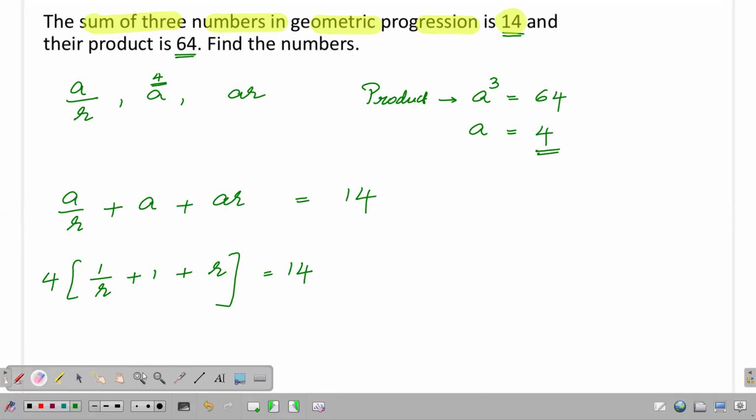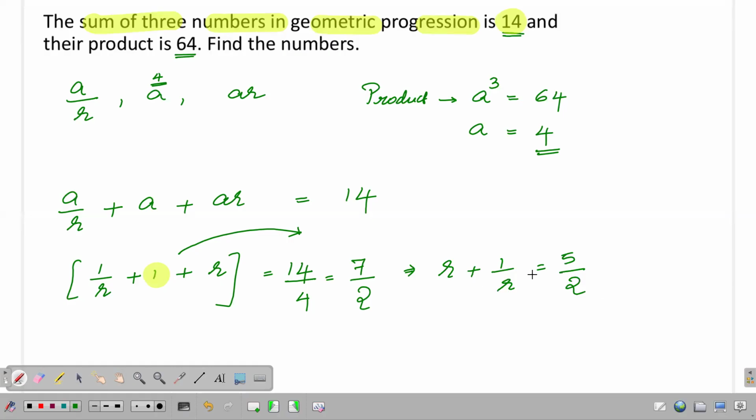Got it? So from this, take this 4 to the right hand side. I can thus see that 1 by R plus 1 plus R will come as 14 upon 4, which is equal to 7 upon 2. Got it? Now I can take this 1 over to the right hand side. So that fetches R plus 1 by R equal to 7 by 2 minus 1. 7 by 2 is 3.5 minus 1 is 2.5, which I can write as 5 by 2.